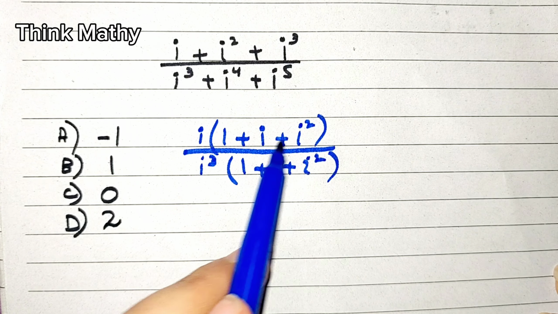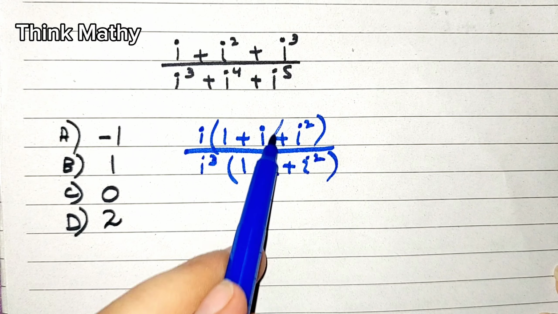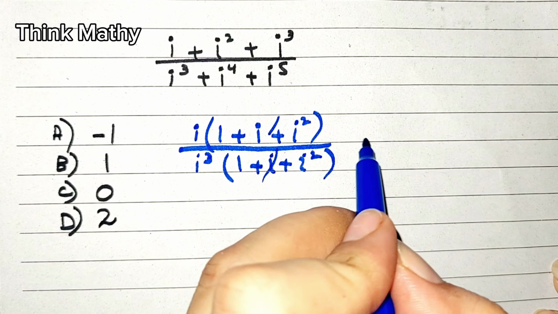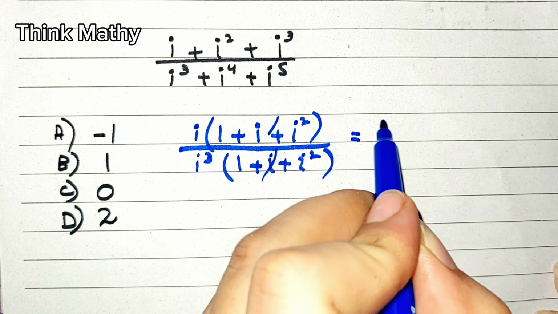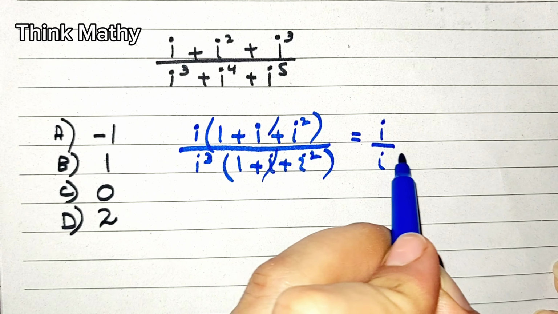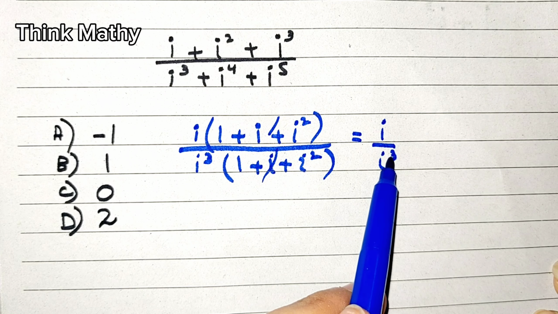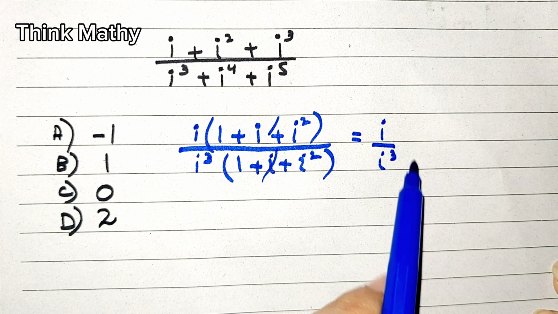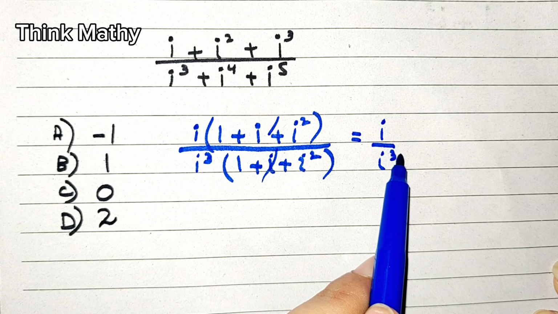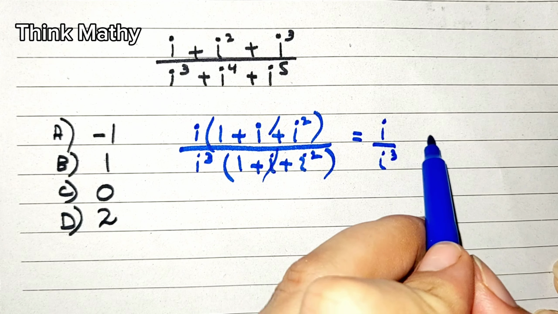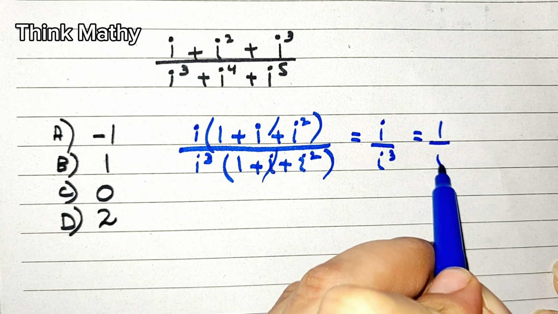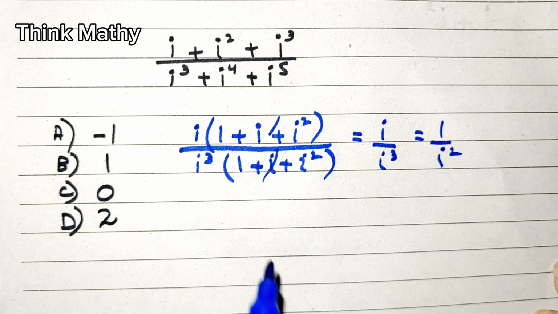So we can see that this and this is same, so we can cancel this, and we are left with i over i³. So here we can see that bases are same, so in this case when bases are same the powers can be subtracted.